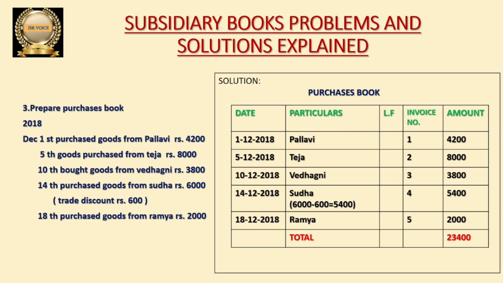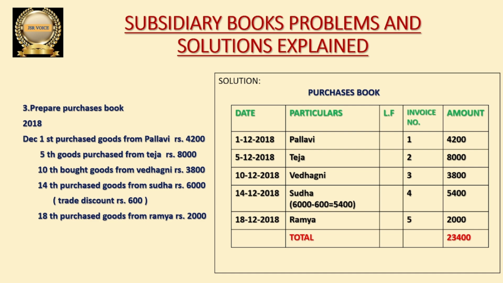Let us see what is the third one. Third one is cash. It should not be cash purchases. So did they mention here cash? No. So it is not cash purchases. So we can record it. It is satisfying all the three conditions. Let us record there. So look into the solution. Date column 1-12-2018. In particulars, Pallavi. LF column empty. Invoice number 1. And amount column 4200.